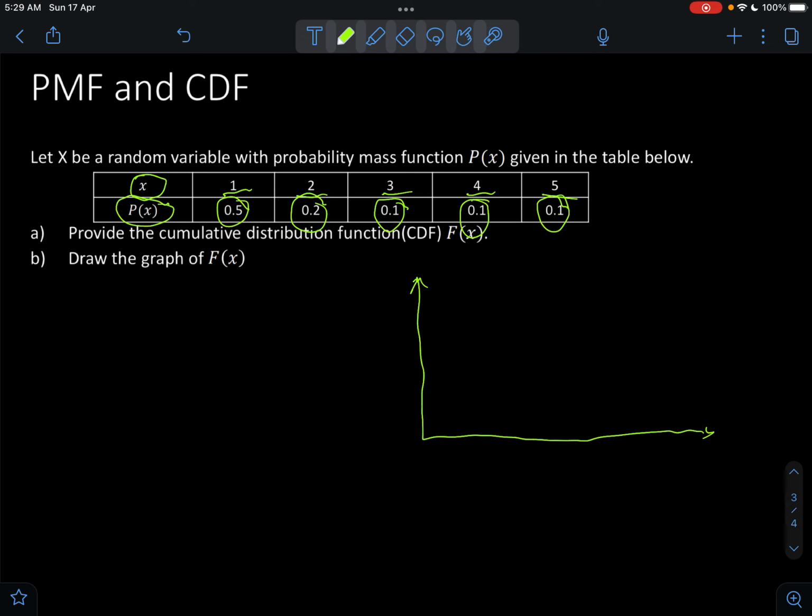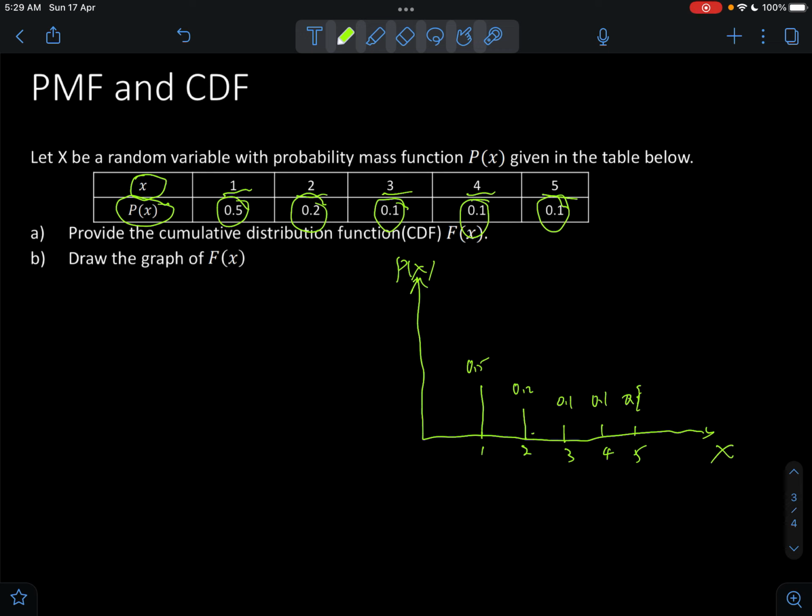So we know that for X equals 1, the value is 0.5. For X equals 2, the value is 0.2. For X equals 3, the value is 0.1. And for X equals 4 and 5, the values are 0.1 and 0.1. And let's first verify whether this is a valid PMF.